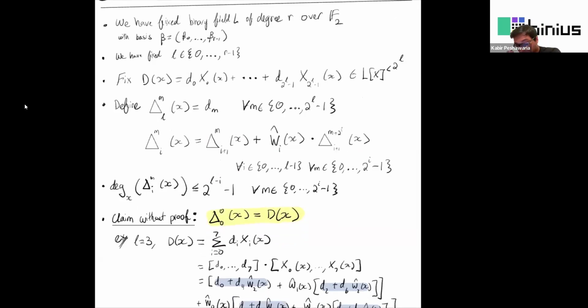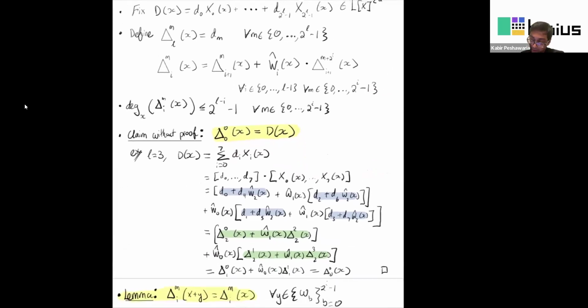It's not very hard. The key takeaway, I don't want to get too bogged down in too many details, is that delta mi of x has degree at most this. Another thing I'll mention for delta mi is it's only well defined if m is representable as an I-bit unsigned integer. So m has to be in the range of 0 to 2 to the I minus 1 inclusive.